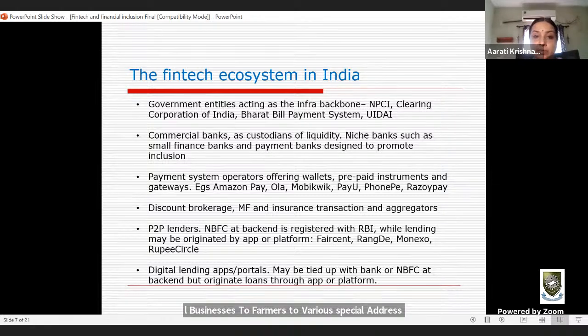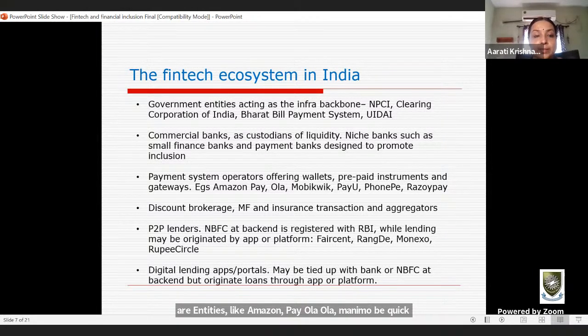Then there are these payment system operators. All of us in our daily life come across these payment system operators who offer wallets, mobile wallets, prepaid instruments, gateways, so that at the click of a button on your smartphone, you are able to make a payment, right, to any transaction provider. So even your vegetable vendor nowadays is accepting one of these things. If you go to a roadside stall to eat something, there you have these wallets and prepaid instruments accepted. So the examples of this are entities like Amazon Pay, Ola Money, MobiKwik, and things like PhonePe, etc.